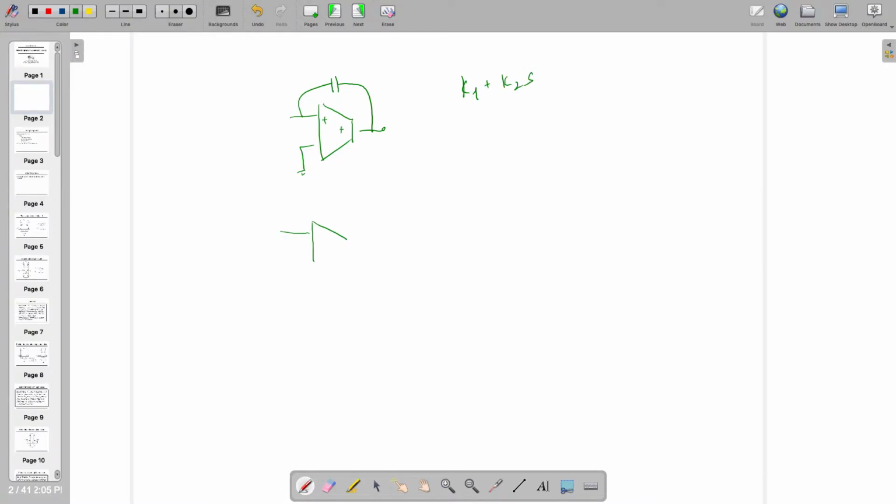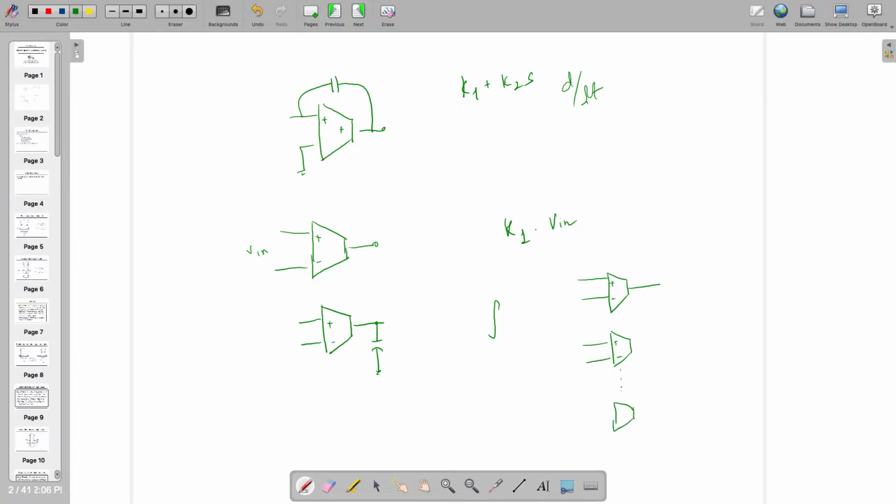If you have a simple GMC block, the output is multiplied by K1. This is multiplication. If you want to make integration, just add one capacitor at the output, it will give you integration. This is derivative. And if you want to add so many number of GMs, you can add them by shorting them.